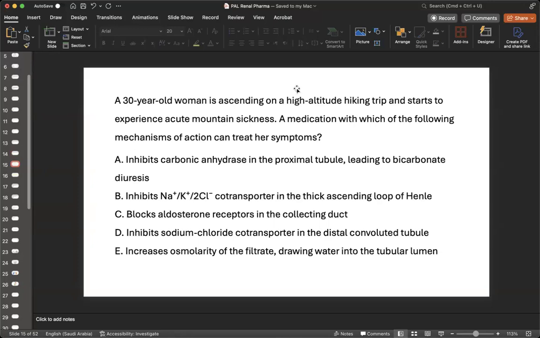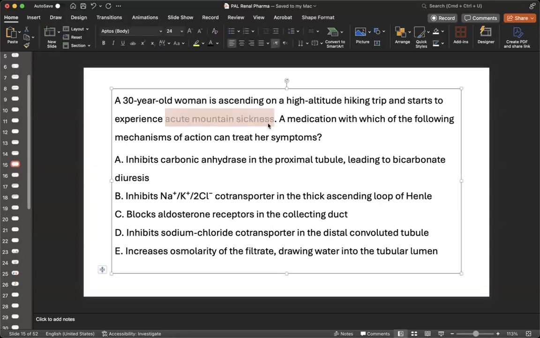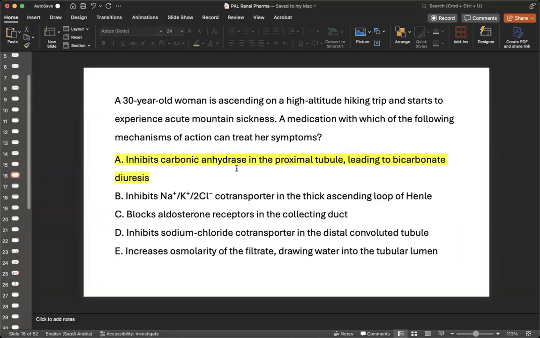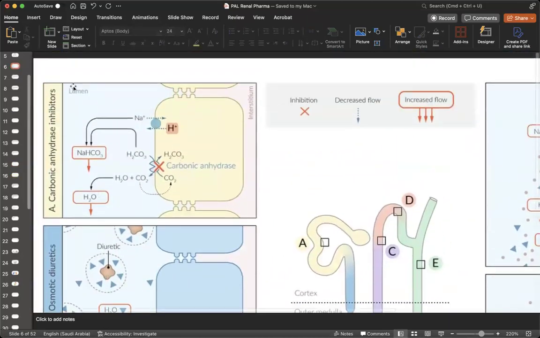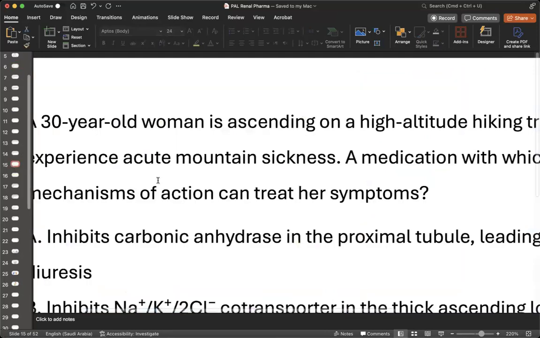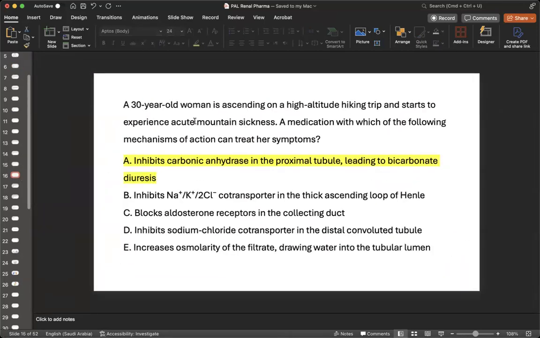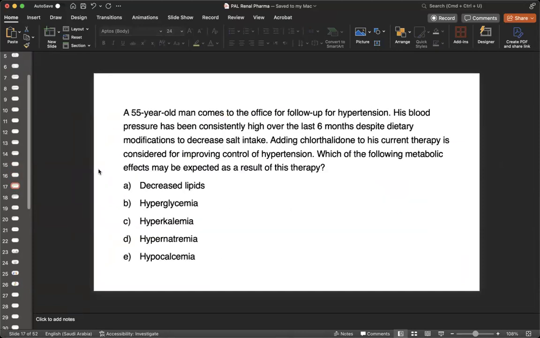I hope you answered the question. So, high altitude, acute mountain sickness. There's literally only one medication from the diuretics that can be used in acute mountain sickness. And I hope you're telling me acetazolamide, the carbonic anhydrase inhibitors, which is answer A. It inhibits carbonic anhydrase in the proximal tubule, leading to bicarbonate diuresis, like we said right over here. It leads to a kicking out of bicarbonate, which can lead to acidosis, and somehow it helps with acute mountain sickness.